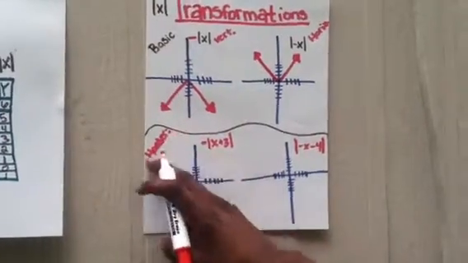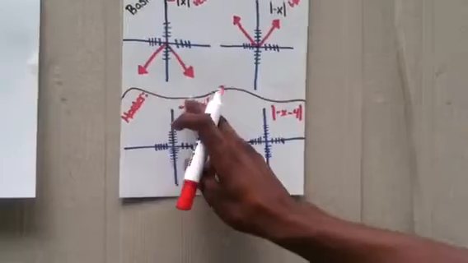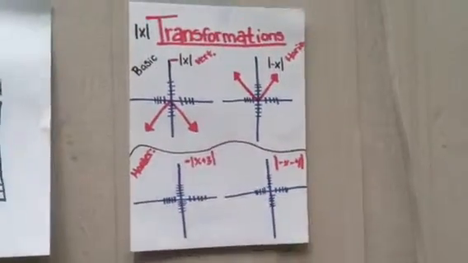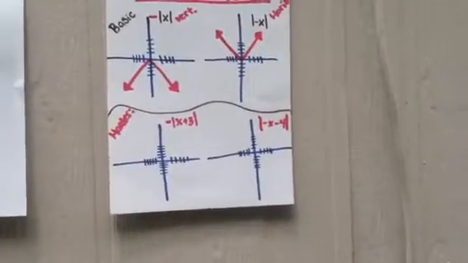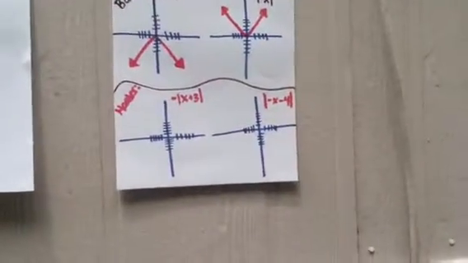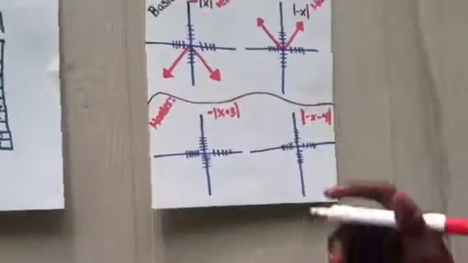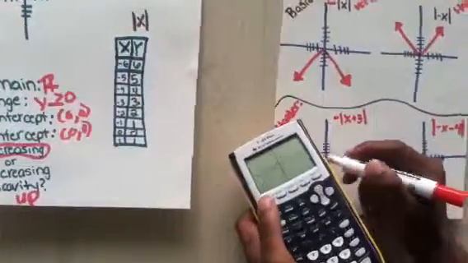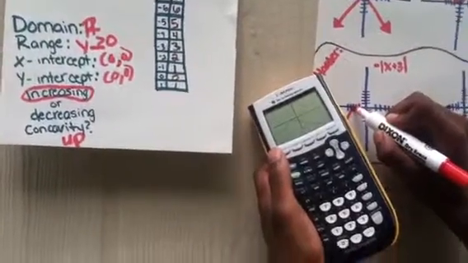Now we move on to the harder ones, which add numbers to the absolute values. I added negative absolute value of x plus 3 and absolute value of negative x minus 4. I'm going to plug that into the calculator. Plug this one into the calculator, you're going to get graph 3, an equation that looks like this. So it's on 3.